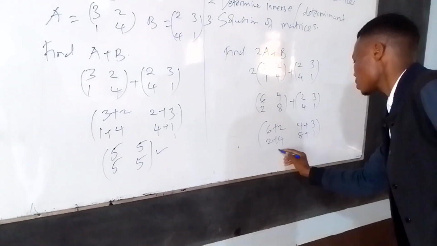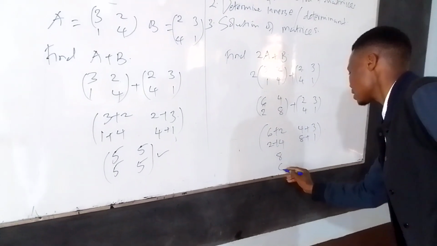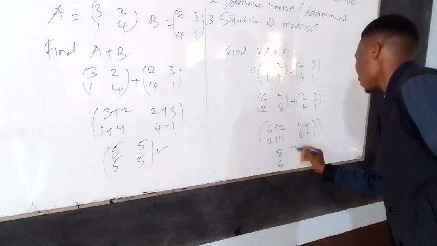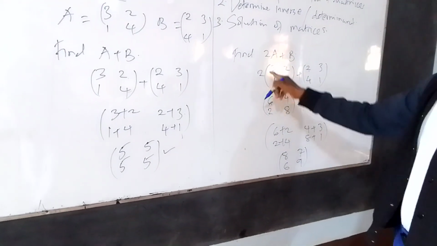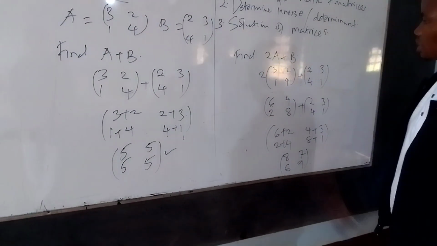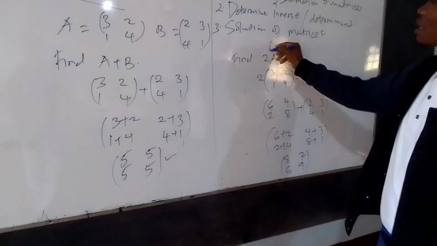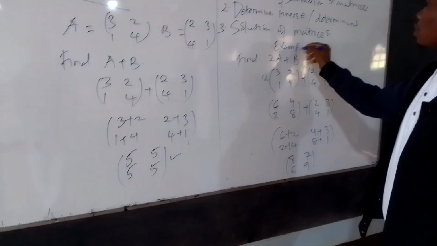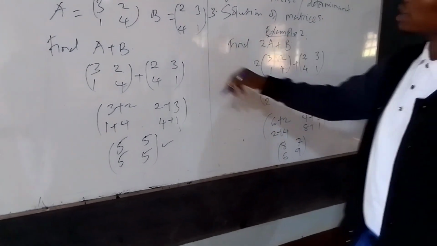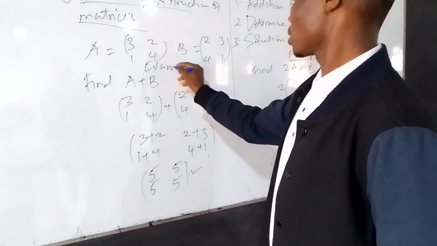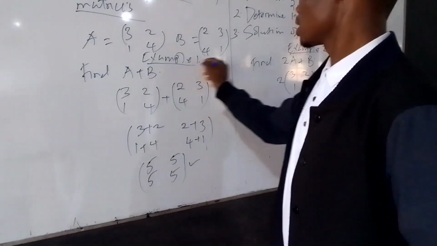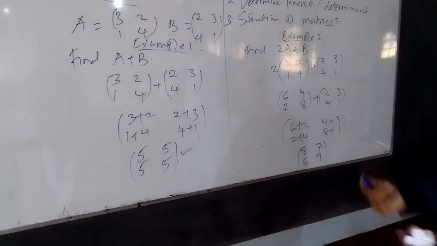So we have 6 plus 2 is 8. 2 plus 4 is 6. 4 plus 3 is 7. 8 plus 1 is 9. This is matrix 2A plus B. So this was our example 2 in this case. And this is our example 1. Now, this is all about addition of matrices.